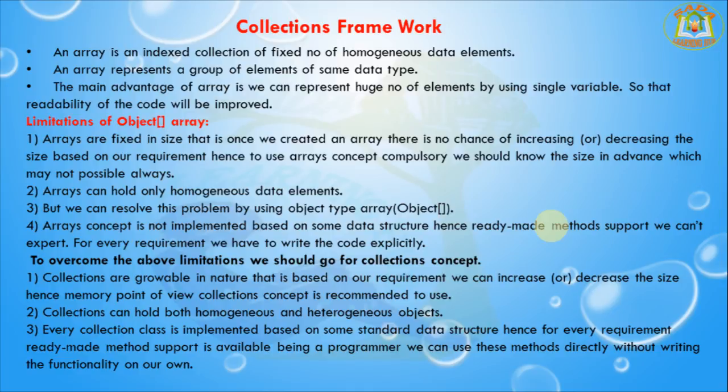And the second one is arrays can hold only homogeneous data elements. There are two limitations. We need to fix the size of the array. Whenever we are declaring an array, we definitely need to declare the size also, otherwise we will get a compile time error. In that situation we need to know the size of the array in advance. And another one is an array holds homogeneous data elements. Now I can show one example here.